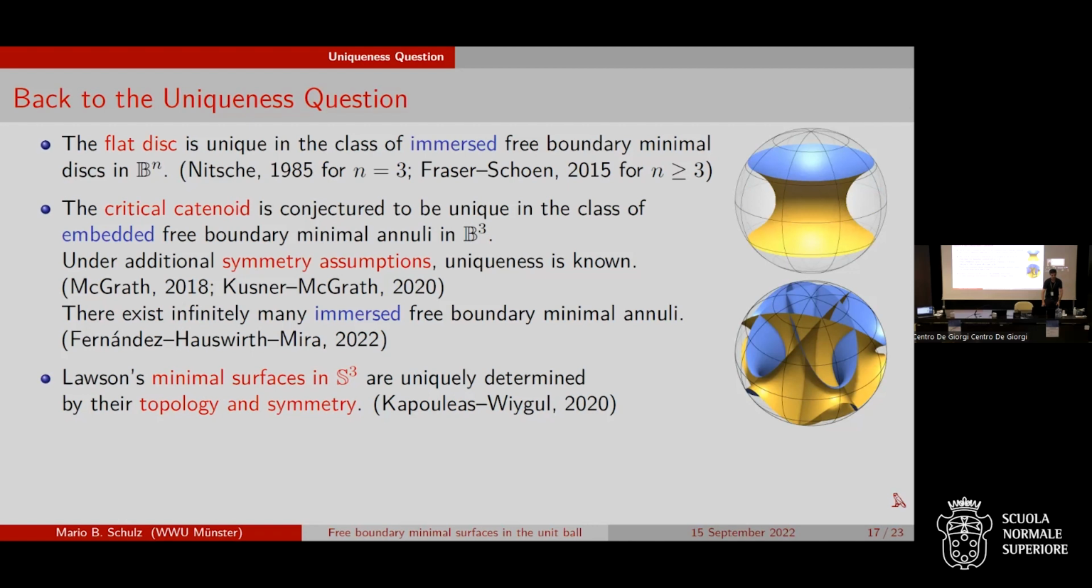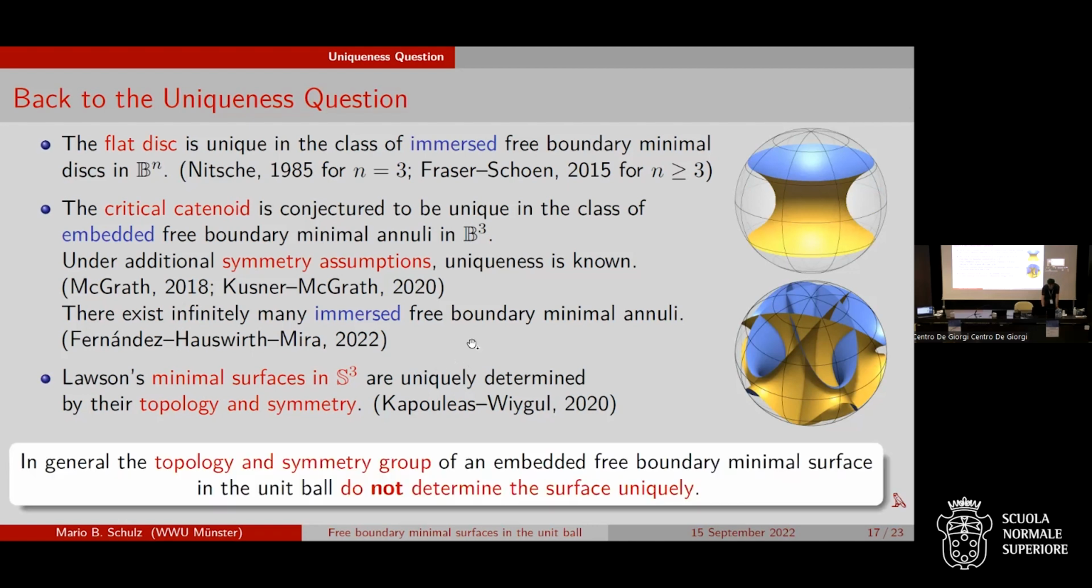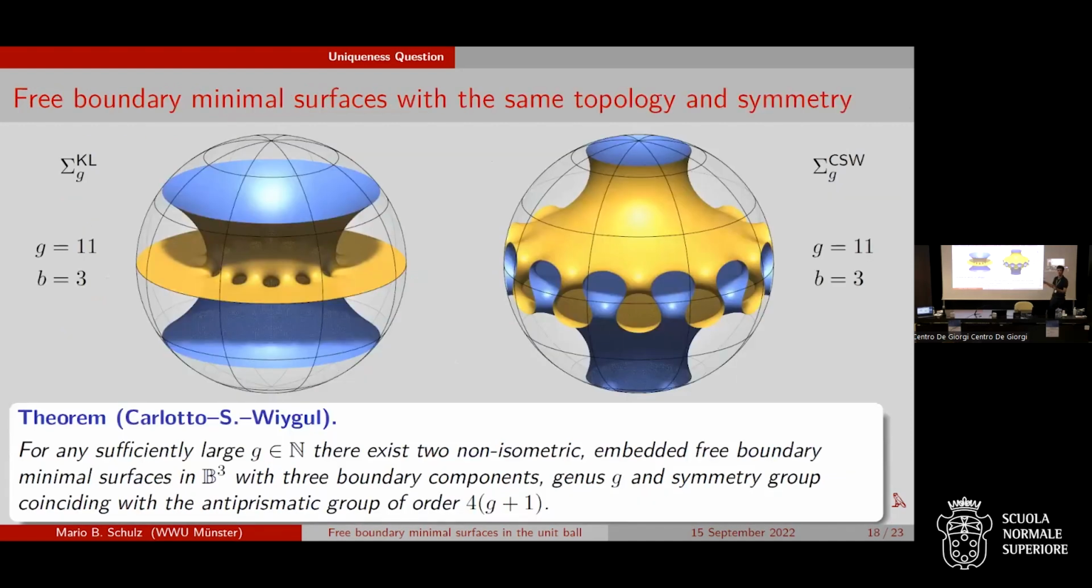But as it turns out, in the free boundary situation, in general, even prescribing the topology and the symmetry group is not enough for uniqueness. So in general, topology and symmetry of an embedded free boundary minimal surface do not determine the surface uniquely. And we found counterexamples. These two.